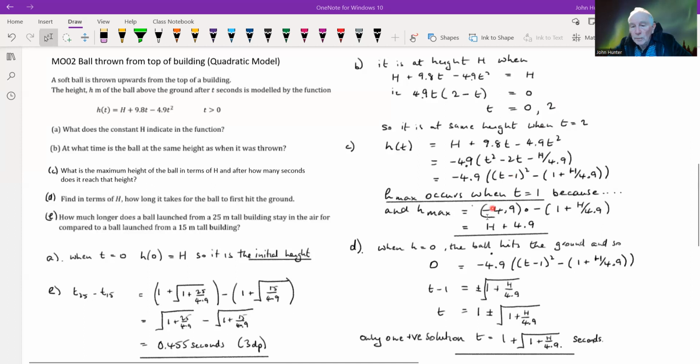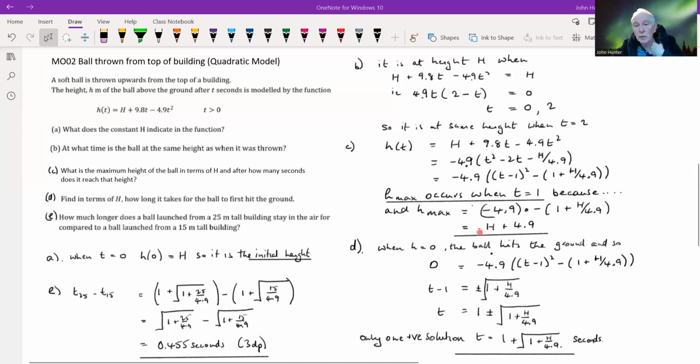And that actual maximum, if we substitute t equals 1 in there, then the actual height is given by this times this. There we go, minus 4.9 times this lot, which is equal to h plus 4.9. So it's 4.9 above the height of the building.